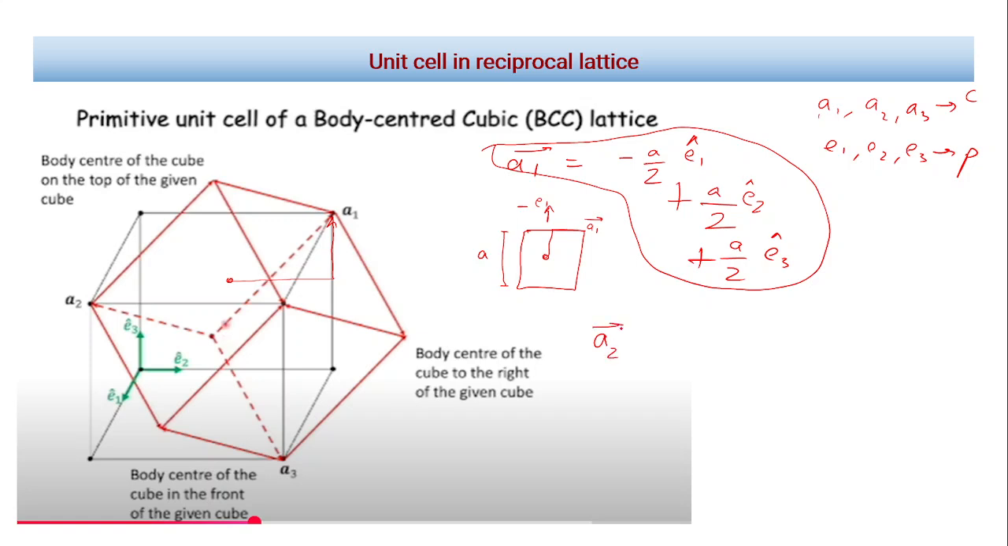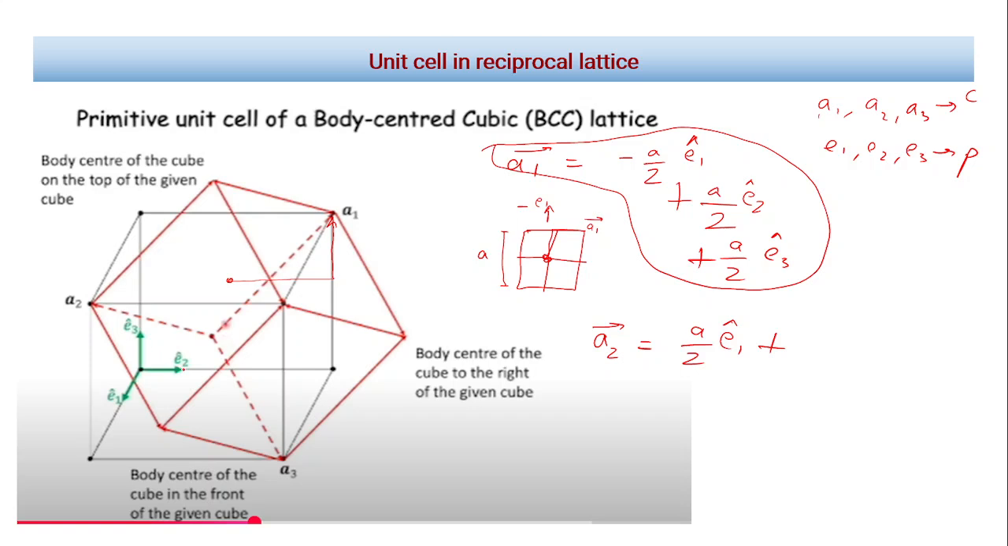Similarly, a2 of conventional unit cell, which is here. Okay, so from center if I start, I need to move a by 2 along e1. Why a by 2? Because it is at the body center. So any edge is half of a for it, because the edge is a. So to reach a2, the atom needs to come a by 2 along e1, and then it reached the front face.